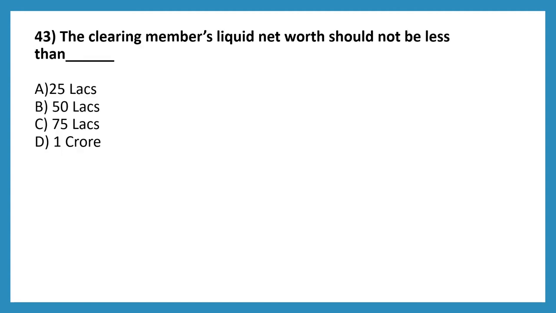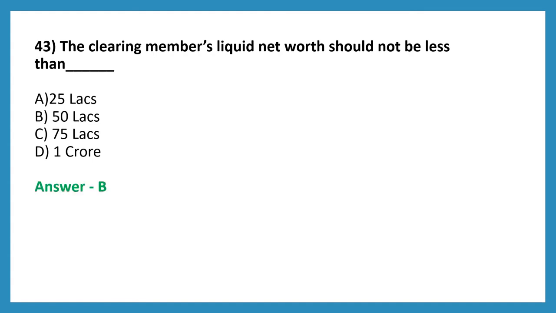The clearing member's liquid net worth should not be less than: Option A, 25 lakhs. Option B, 50 lakhs. Option C, 75 lakhs. Option D, 1 crore. The correct answer is option B, 50 lakhs.